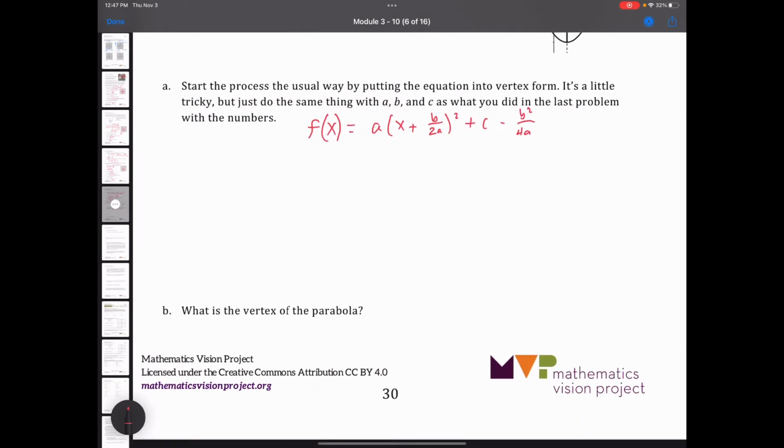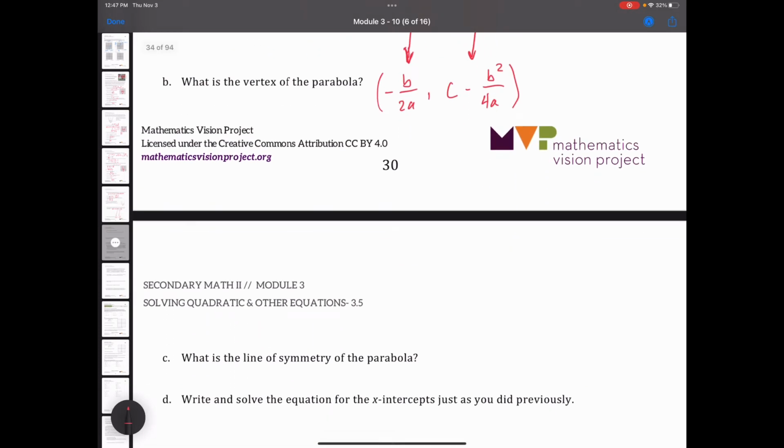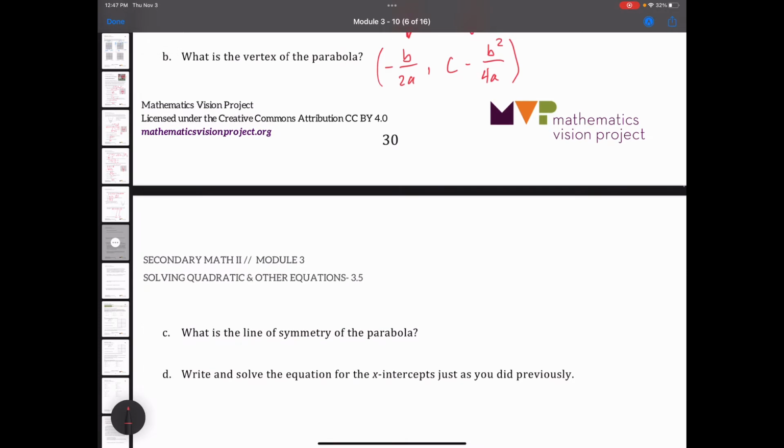So the vertex of this parabola, it's kind of a shortcut for us. The vertex of this parabola, though, then, is negative b over 2a comma c minus b squared over 4a, right? Because we have this in parentheses, so we change the sign. And then everything out here, we can't simplify that any further, so we're just going to bring it right out there, okay? So there's the vertex, and now we have to say, okay, what's the line of symmetry? Well, the line of symmetry is just the x value of the vertex, so it's going to be negative b over 2a.